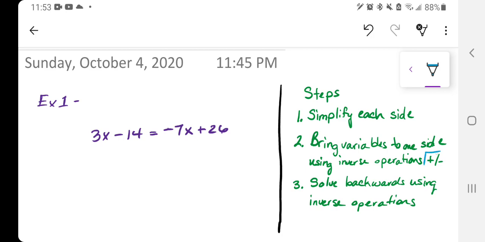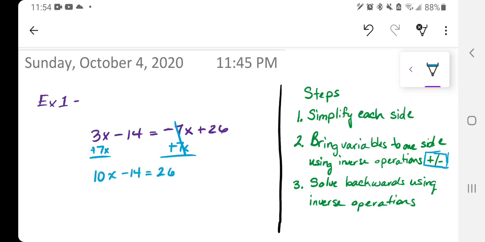So now the next thing is bring variables to one side using inverse operations. And I put this little plus minus thing here, and what I mean by that is you can only do this using addition and subtraction if you're going to move a variable to one side, okay? So what we're going to do is we're going to say, okay, let's add 7x to both sides, okay? And so now this becomes 0x, and 0x is nothing, so that's just gone, okay? And this becomes 10x. So now you've got 10x minus 14 equals 26.